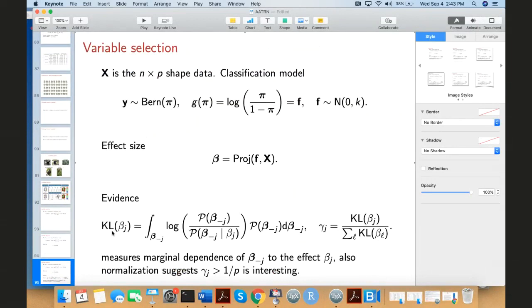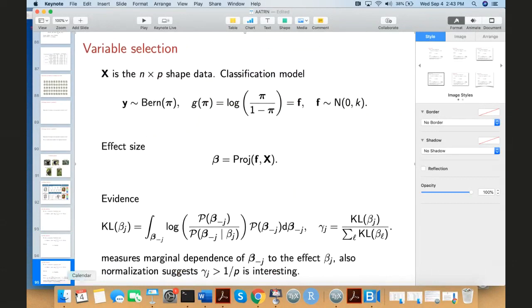This KL divergence tells me, if I were to remove this beta versus keep it in, how much extra information do I have? How close are these two distributions? And then I just normalize everything so it's between 0 and 1. This is a measure of the marginal distance. And so if gamma j is much bigger than 1 over p, you get something that's interesting.